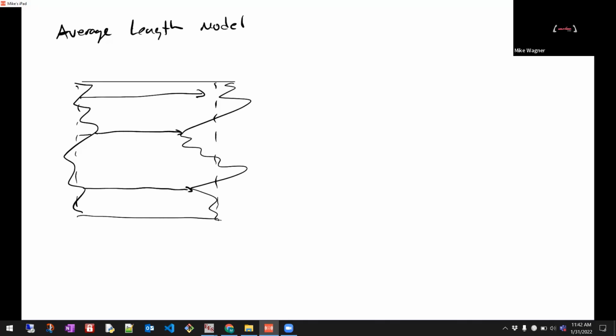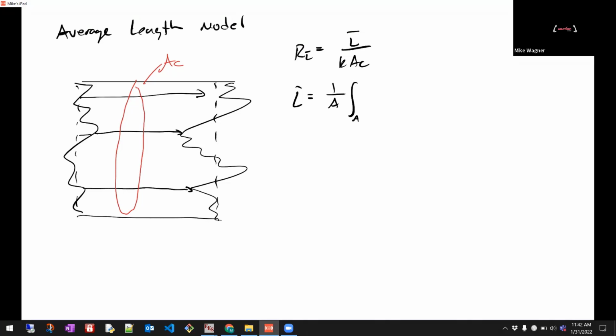So the formal way of writing this would be, okay, our R is equal to L bar over K A_C, where this area here is A_C, the cross-sectional area. And then L bar itself is computed using the area integral of length. So 1 over area, integrate over the area of L dA.